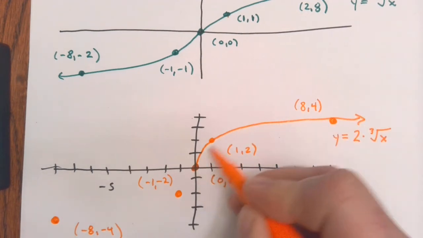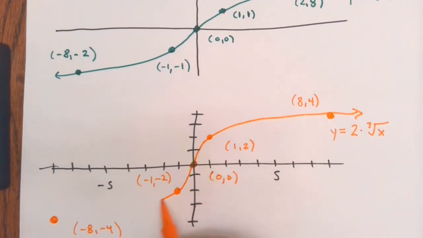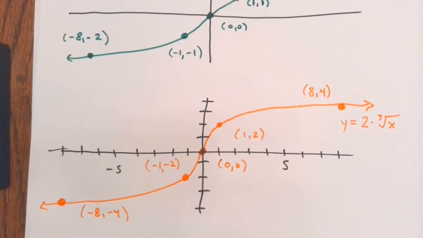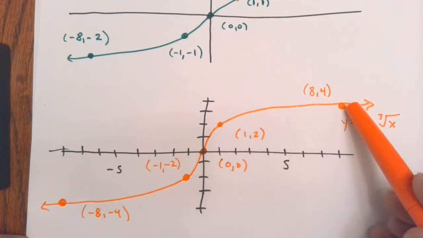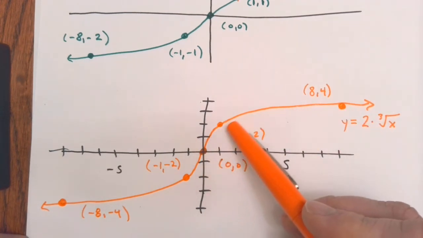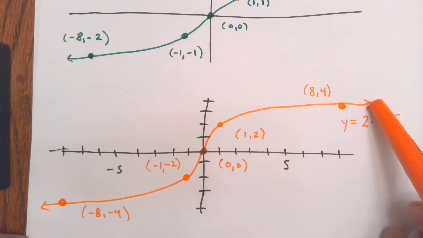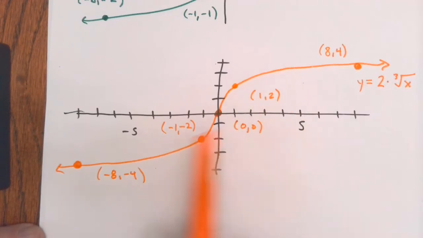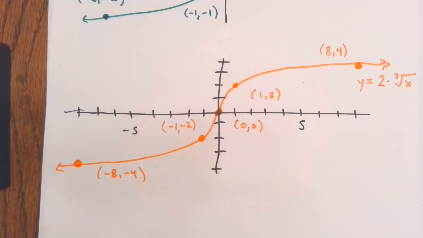So it starts out pretty steep, and then the further you go to the right or to the left, it would begin to be less steep. Again, this graph is going to continue to go to the right and up, right and up, right and up. It's never going to level out. It'll keep going upward as we go to the right, and as we go to the left, it'll continue to go downward. All right, that's one of our transformations.